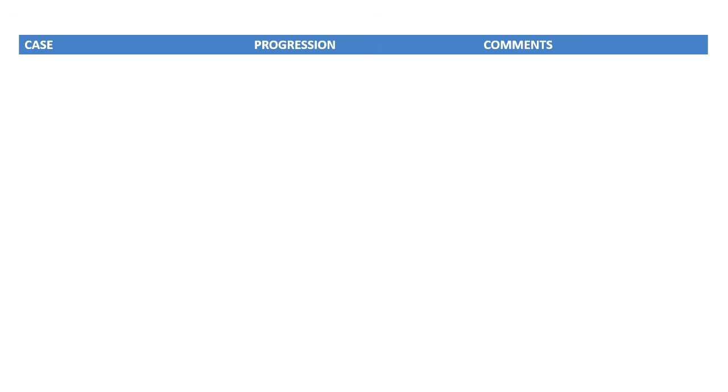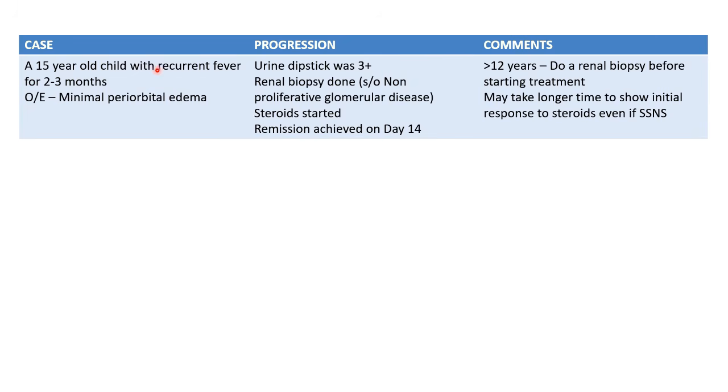Coming on to 3 different case scenarios, all patients are currently admitted under me. First is a 15-year-old child with recurrent fever for 2 to 3 months. On examination, he had minimal periorbital edema and a routine LFT showed hypoalbuminemia. So we got a urine dipstick done. It was 3+. Renal biopsy was done at the outset since the age of the child was 15 years. This was suggestive of non-proliferative glomerular disease. It might be minimal change, but this was not specified. Steroids have been started and the remission was achieved on day 14. The child is planned for discharge today.